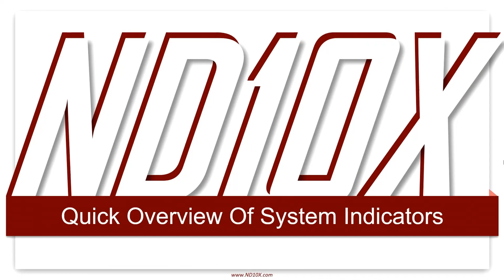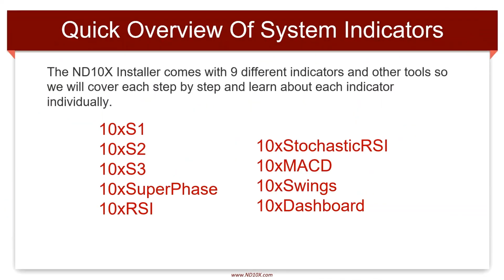Quick overview of system indicators. The ND10X installer comes with 9 different indicators and other tools, so we will cover each step by step and learn about each indicator individually. We have 10X S1, S2, S3, Superphase, RSI, Stochastic RSI, MACD, Swings, and the dashboard. There are a few more indicators, but they're more there for a look and technically speaking don't do anything, so I won't mention them at all.